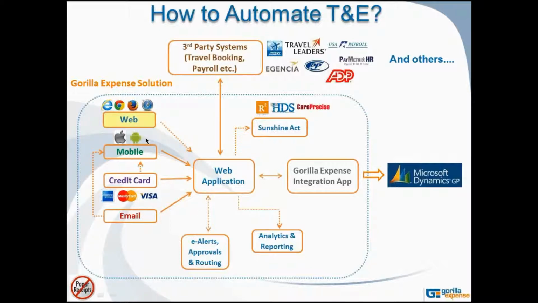Obviously we have a web application which is accessible on a browser, on a laptop or a computer, and we support all the 4 major browsers. So travelers can create expenses, they can submit expense reports from the browser, managers can approve, admins and accounting can query expenses and things like that. And then we have a mobile app. We support iPhone, iPad, Android phone, and we have a planned release for a BlackBerry app and also a Windows phone app. Surprisingly, believe it or not, the BlackBerry is coming back. So that's coming up too.